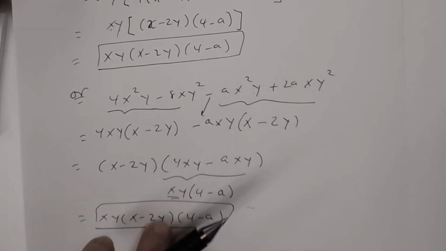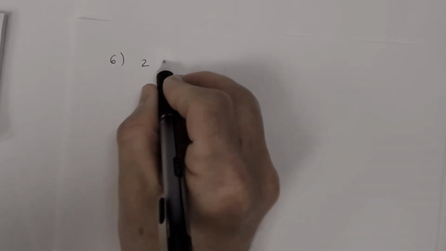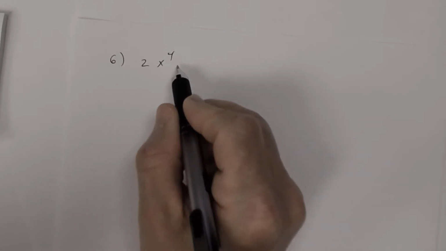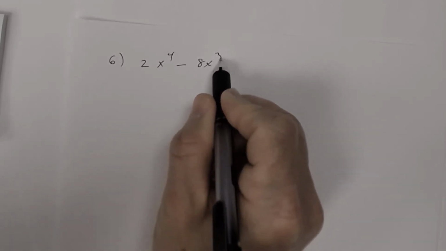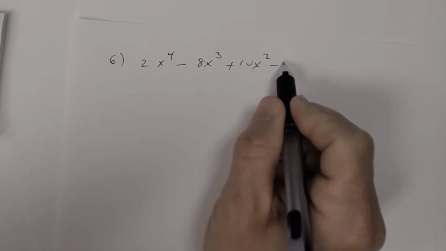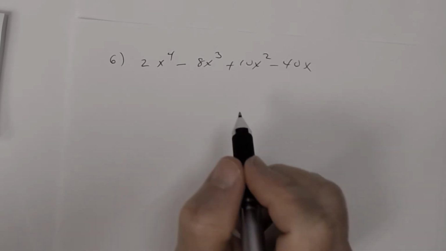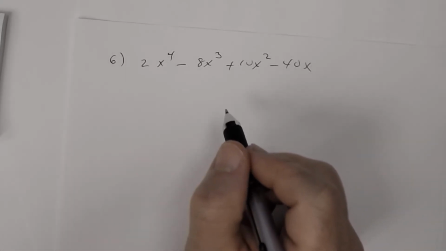Okay, let's look at number 6. So let's suppose we had this for number 6. We had this problem: 2x to the 4th minus 8x cubed plus 10x squared minus 40x. Now again, I'm going to go ahead and do the process.